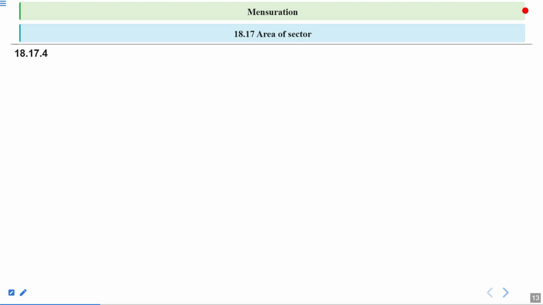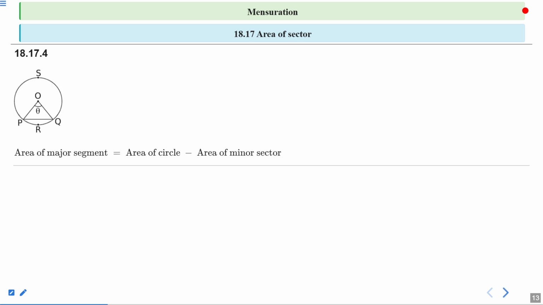Next one is 18.17.4, area of the sector of the circle. This is the diagram. So we can also calculate the area of the major segment, which becomes area of the circle minus area of the minor sector. Then we get the area of the major segment. Next one.